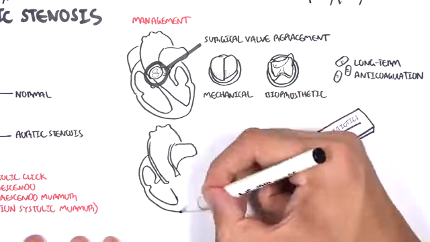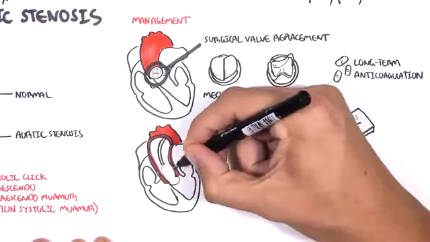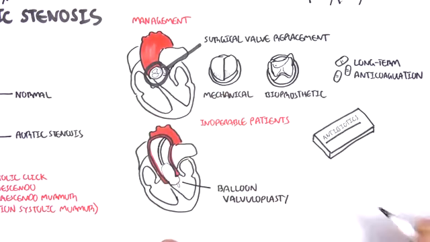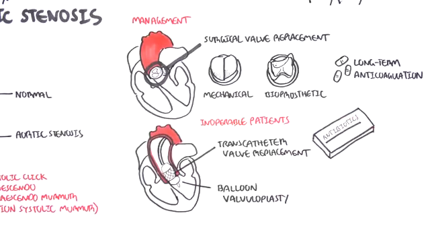For patients unable to undergo a valve replacement, there is balloon valvuloplasty, where the valve's foramen is dilated, and transcatheter valve replacement can also be performed following a balloon valvuloplasty.